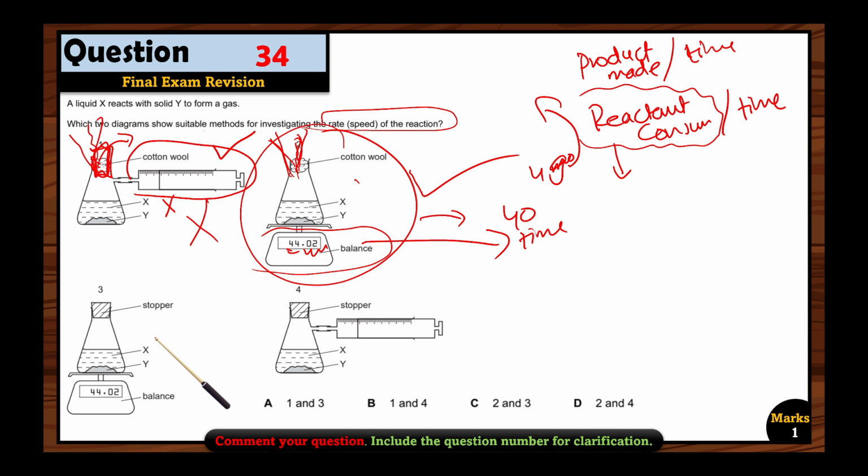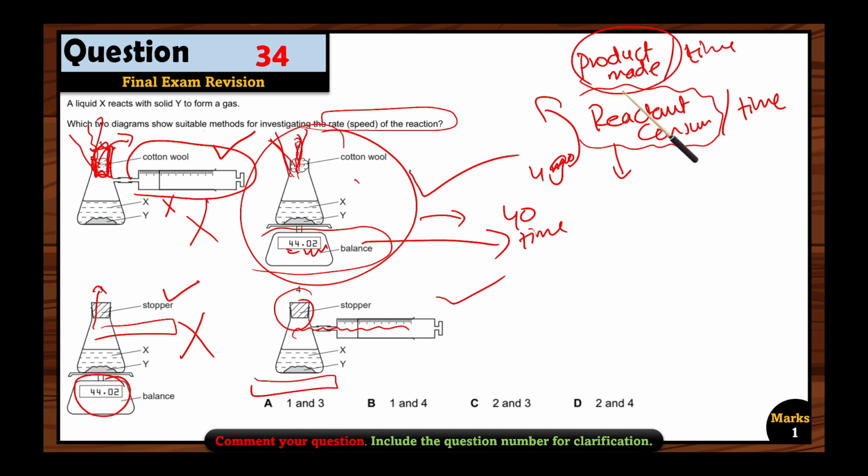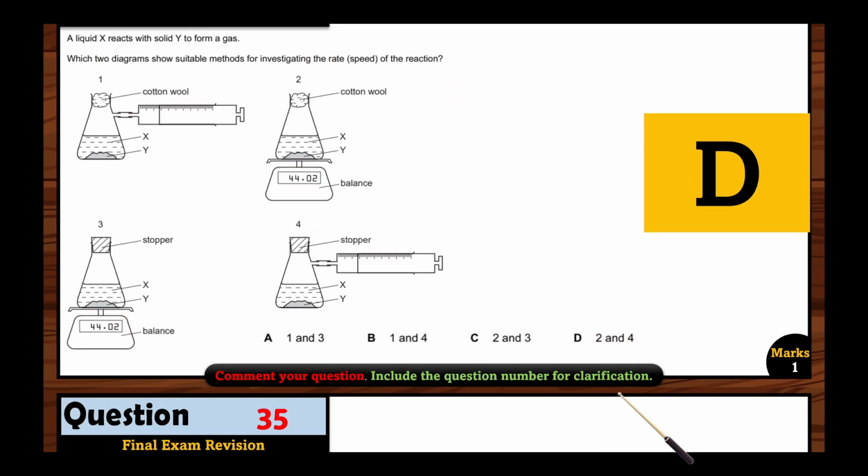Let's see this one. They have used a stopper here, but how will they see the change in mass, because the gas cannot go out and they have not used anything to measure the gas volume. So this option is also wrong. Let's see this one. They have used the stopper here, so the gas cannot go out, but they can measure the gas volume in the syringe. They are not using the balance, they don't need the balance. They are actually measuring the product made per unit time. So this option is also right. So options 2 and 4 are the right options. Where are 2 and 4? That is option D. So option D is correct.